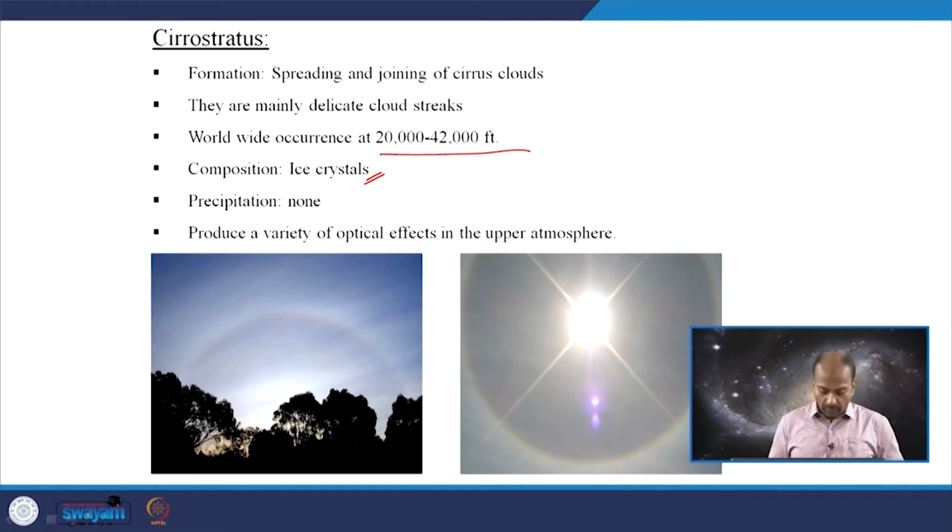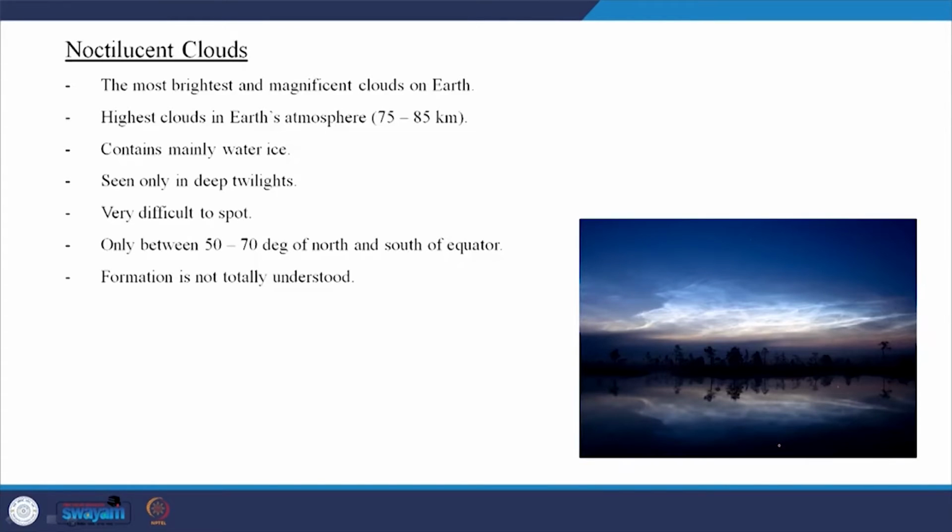and these things. Then another important type of cloud, which is not relevant for precipitation or for moisture or phase transitions, is called the noctilucent clouds. They are the brightest and most magnificent clouds that we can see from the earth. The highest clouds, they are not in the altitude ranges that we have defined for classification of clouds. They are typically from 75 to 85 or 90 kilometers altitude. There is still a lot of research going on to understand the formation and effects of noctilucent clouds. They mainly consist of water ice. They can be seen only in deep twilights.